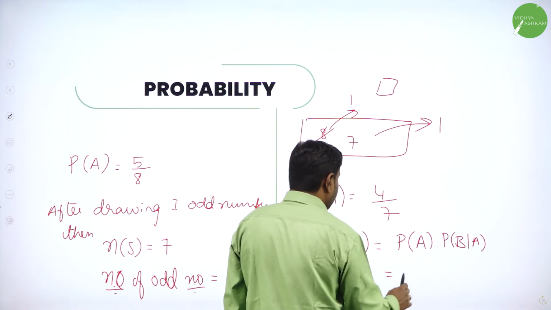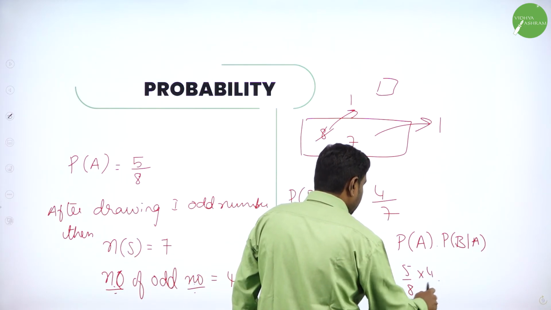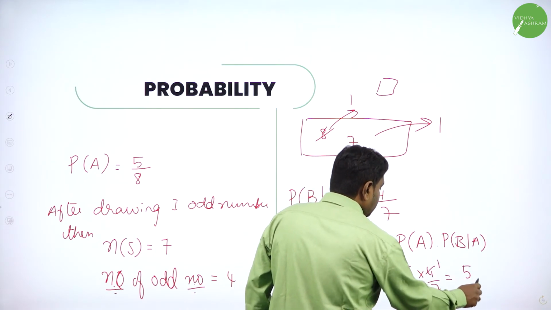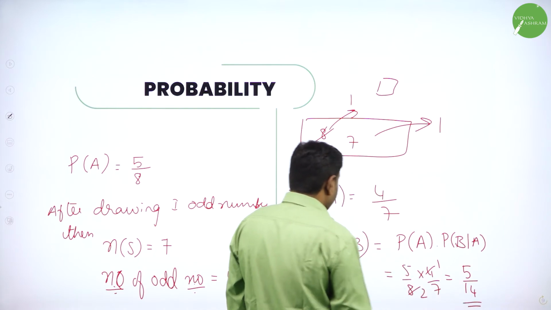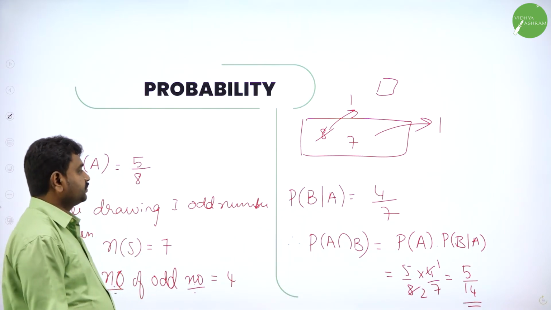So now what is P of A? P of A we have 5 by 8. P of B by A we have 4 by 7. Simplify this: 4 ones are 4, 4 twos are 8. So 5 by 14. 5 by 14 is the probability of A intersection B, the probability of both odd numbers.